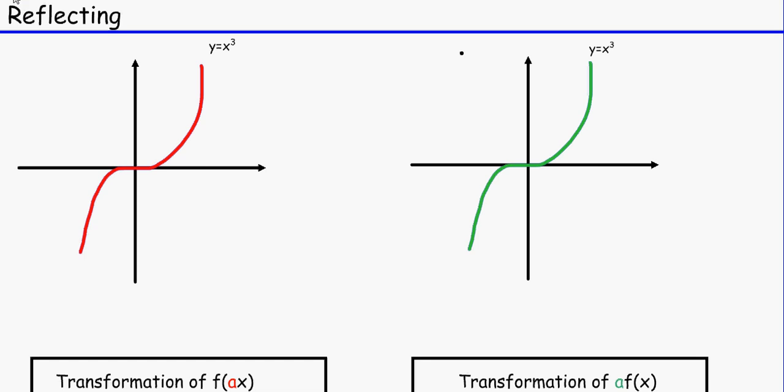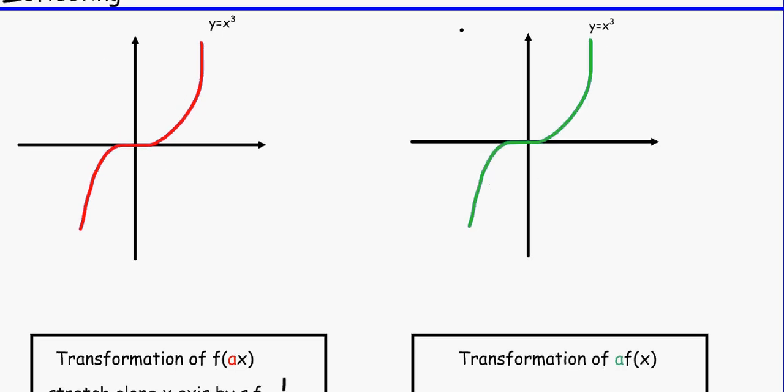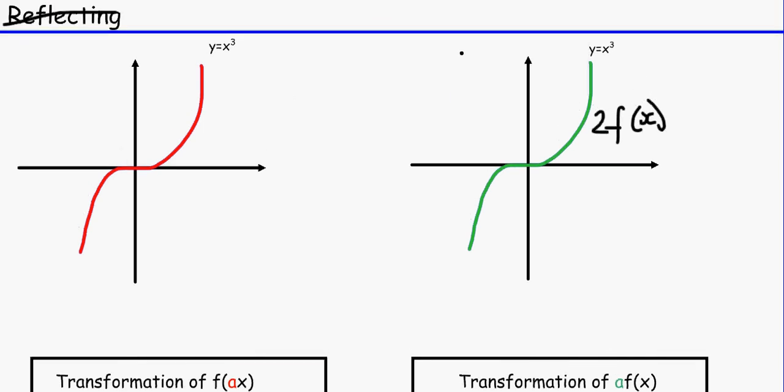And the same with these types of things. I don't know why it says reflect on here. If we wanted to stretch it, we would have to have the number outside the brackets. If you wanted to stretch it by a scale factor of more than 1, we'll have to have the number outside the bracket. So that will be 2f of x, and it's basically saying 2y, isn't it? And here's my fantastic drawing, it will look something like that.